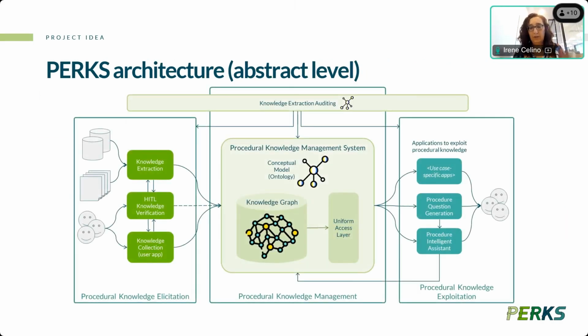Very high level, I will spend just a few seconds on what is the architecture. You can see in this architecture the three pillars that I just mentioned. So the elicitation part, with tools to collect information from people, to extract it from documents, to extract it from semi-structured data. All this information is verified through human in the loop and feeds a knowledge graph, which has a conceptual model, that is an ontology, as a reference model. And we build this access layer, aka a data product, that gives access to the knowledge graph to downstream applications.